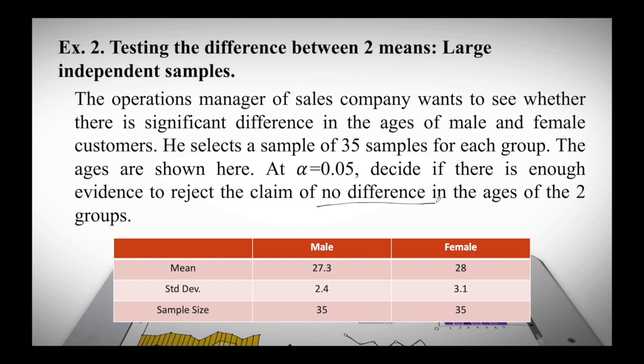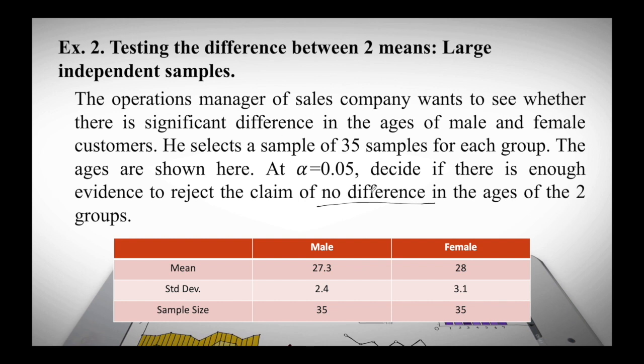So, here's the table. We have here the mean of the male, which is 27.3, while the mean age of female is 28. Standard deviation of male is 2.4, while female is 3.1. Sample size is 35 for the male, and of course for female, we have 35.